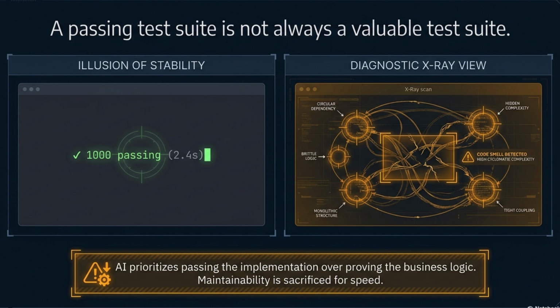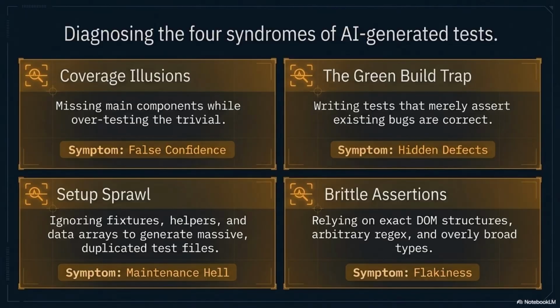Well, you might be able to generate 1000 tests really fast, no problem. But when you actually go deep into them, issues start to arise. In this video, we're going to have a look at the four main symptoms of AI-generated tests and also how to fix them. We'll have a look at coverage illusion, the so-called green build trap, the setup madness, setup sprawl, and my favorite, the brittle assertions. Now, let's start with number one.